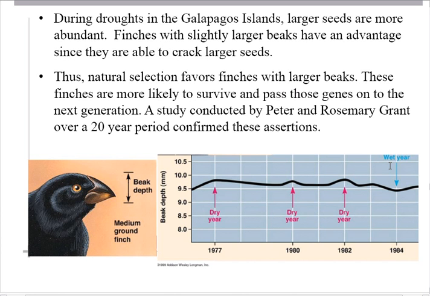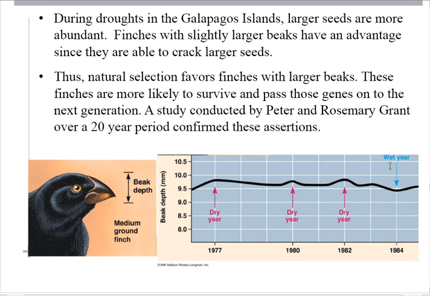They did an interesting study and found that over time, depending on whether it was a particularly wet year or a dry year, the depth of the beaks changed. The average depth of the beak. So no individual bird was changing. I want to make sure you're clear on that. Birds didn't grow a different size beak because of the environment.